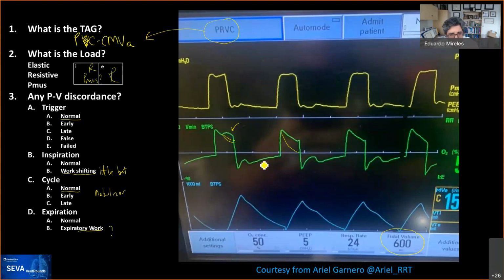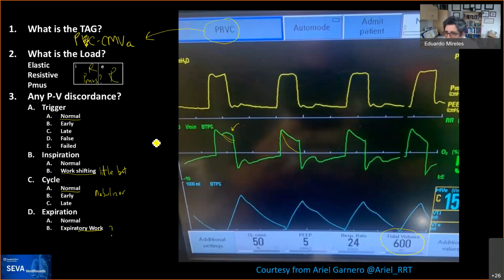Nope, that looks good so far. Excellent. So far we have that this is pressure control CMV, adaptive targeting, with features of increased resistance in both inspiratory and expiratory, and the presence of PMOS during inspiration and actually expiration.